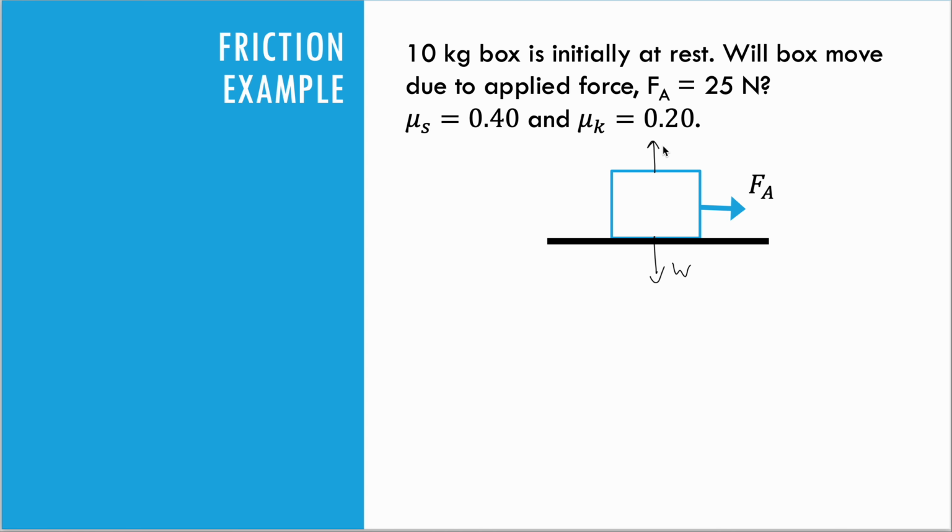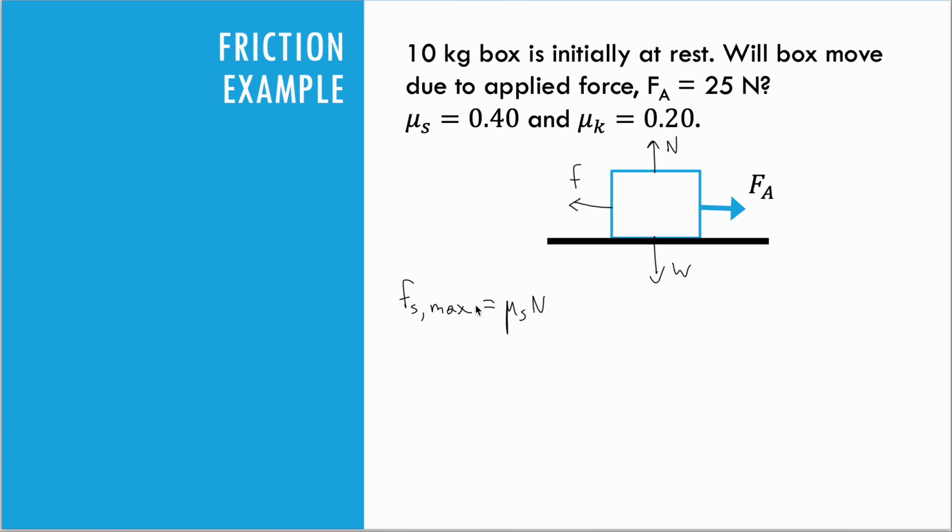We have a normal force perpendicular to the surface. We have a friction force opposing the motion, or if it's not moving, opposing the attempted motion. So right now we don't know if it's moving or not, so we'll just write a lowercase f. In order to find out if the box will move, we need to calculate the maximum static friction force using the equation Fs max is mu s times n.